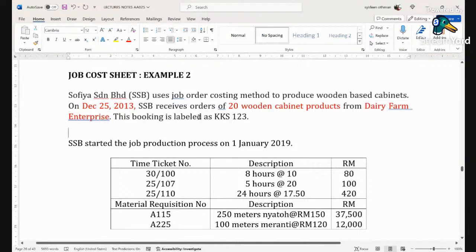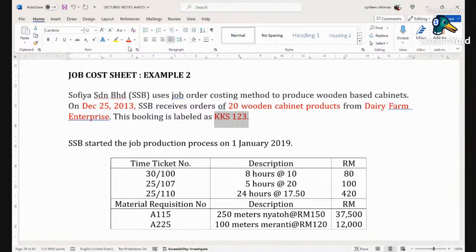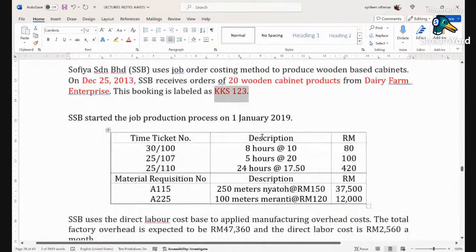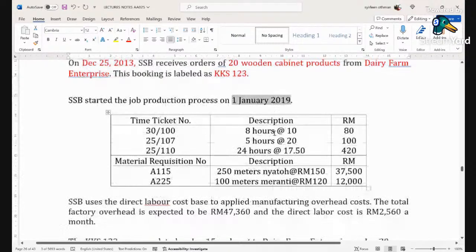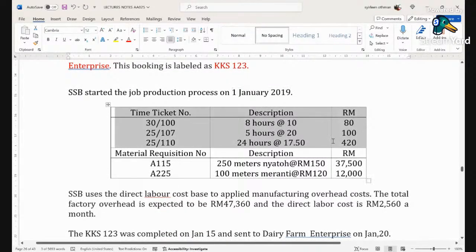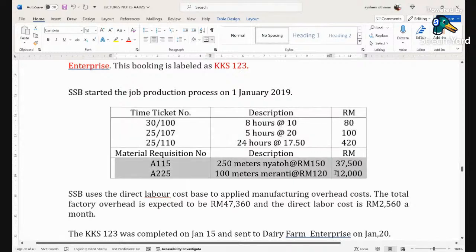Okay, so booking ni label dia ialah KKS 123. KKS ni ialah nama job. Okay, so dia bagi this maklumat. Okay, kerja akan bermula 1 Januari. Okay, alright, so these are the informations for your time tickets and these are informations for your material. Okay, so time ticket you ada 3 time ticket, 30, 25 and 25. Okay, and then material requisition number you adalah untuk dua direct material. Okay, one is 115 for kayu nyatu and then 225 for kayu meranti.